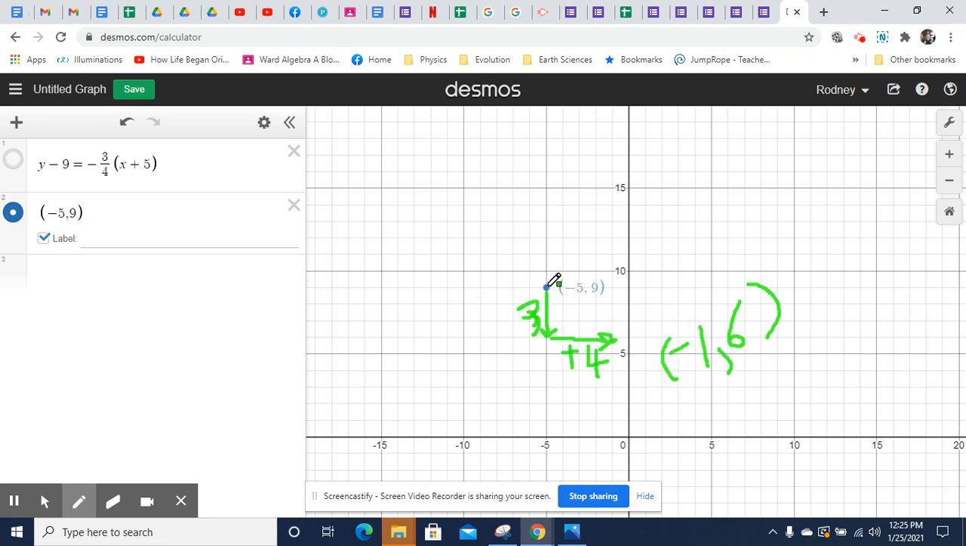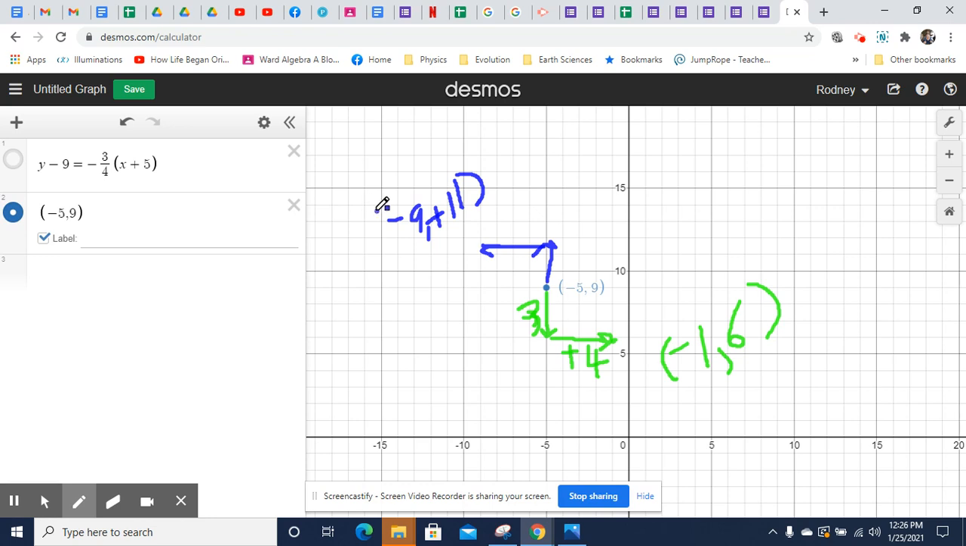And then we can also go the other way. Pick a different color. We can go up 3 and then back 4. Okay, so we should also have a point here, which would be at negative 9, positive 11. So negative 9, positive 11. So we ought to have another point like that.